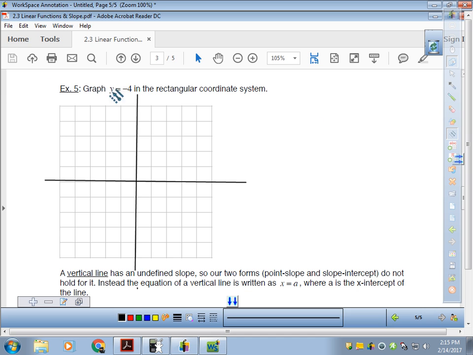So this is asking us to graph y = -4 in the coordinate system. Since it's just y equals a number, it's a horizontal line. So I'm going to go to where y is -4, which is down here, and I'm going to draw a horizontal line. And I'll put arrows on it to indicate that it does continue going in both directions. So that is my graph. Pretty straightforward for horizontal lines.